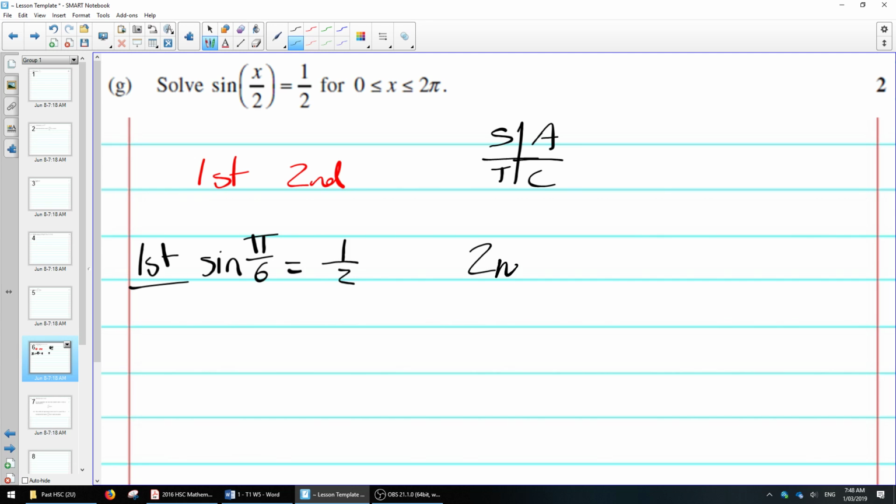And then in the second quad, now that we know what the first quadrant answer is, remember what we do in that second quad: we do 180 minus that first quad answer. Okay, so 180 degrees minus 30 degrees is 150 degrees, and then we want to change the 150 degrees into radians. So what would that be? So if 30 degrees is pi over 6, how many lots of 30 degrees is in 150? 5, so it would be 5 pi over 6.